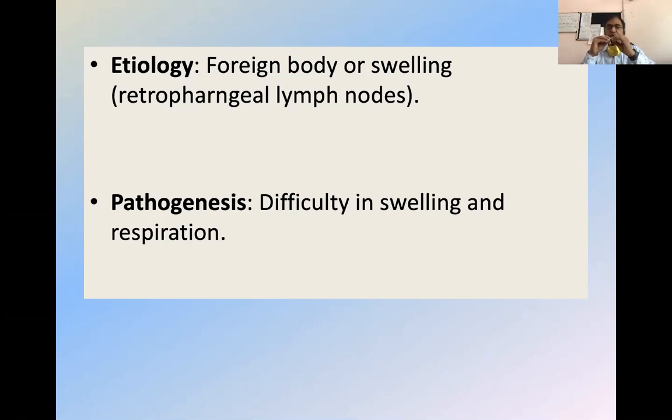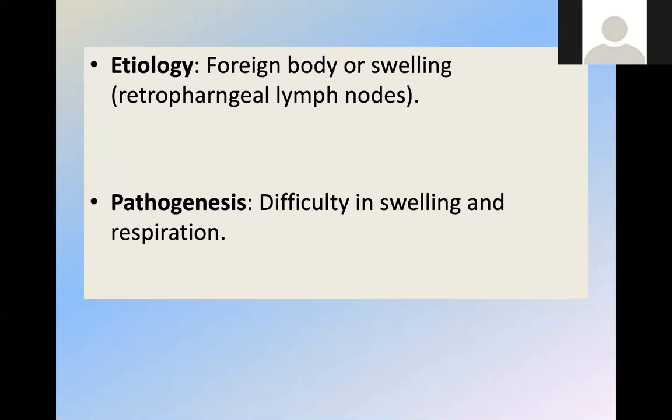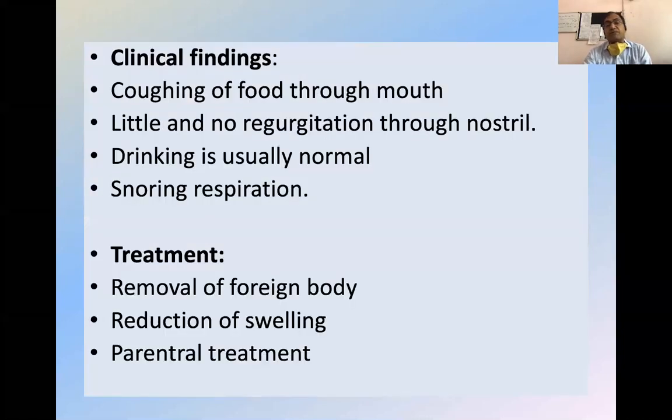So in that condition also, for example, the inflammation of retropharyngeal lymph node occurs in so many infectious diseases, especially in case of tuberculosis also. So due to the inflammation of the retropharyngeal lymph node, foreign body or swelling, there will be difficulty, and that may lead to obstruction. So pathogenesis: difficulty in swallowing and respiration. So two very, very important pathogenesis from the previous one.